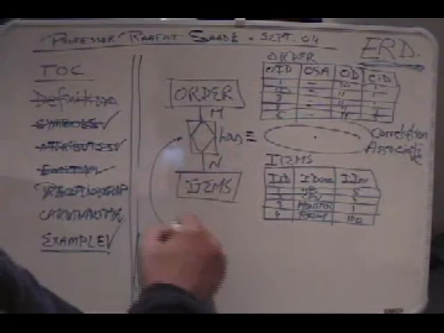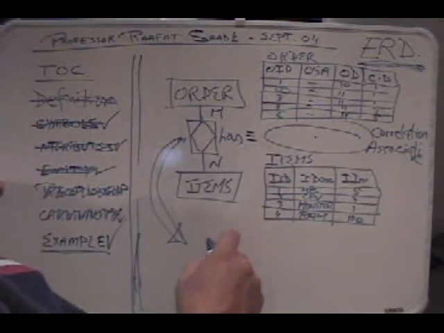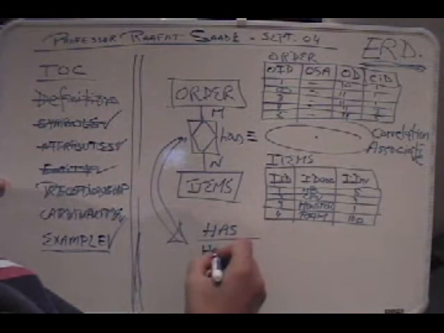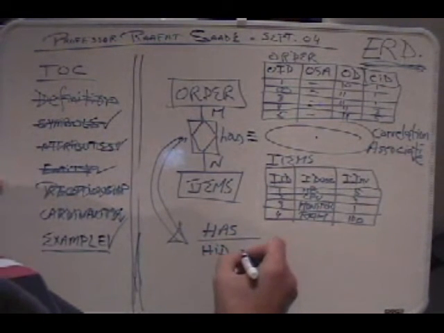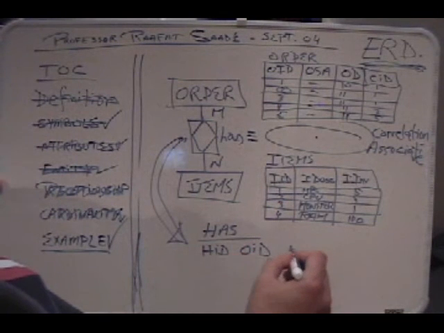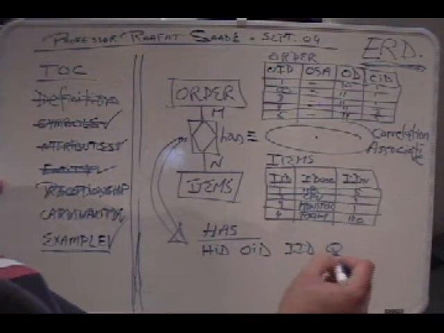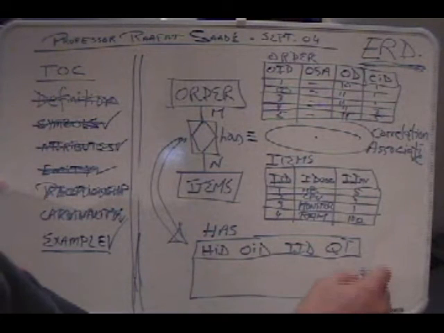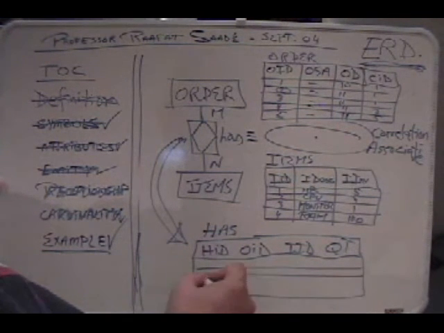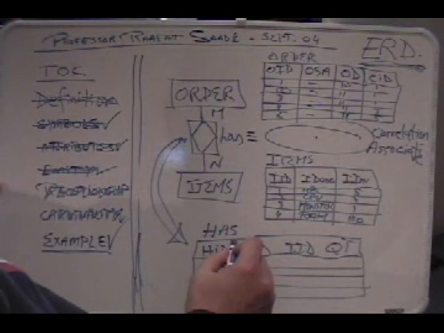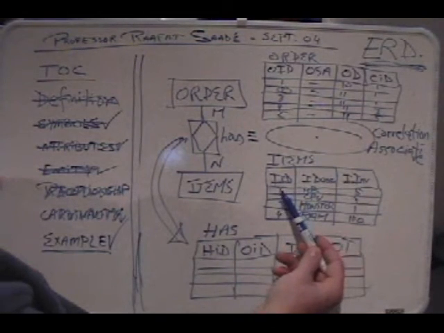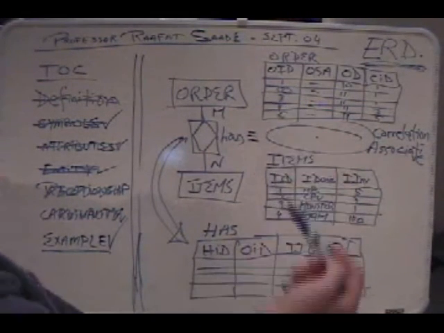So in this case, that table would look like this: it's called the has table, and it would have a has ID. You can put an ID. It has the order ID in it, and it has the item ID in it, and it could have the quantity in it. Quantity of what? Of the products bought. So in this case, this has table identifies what items are found in which order and how many of them.